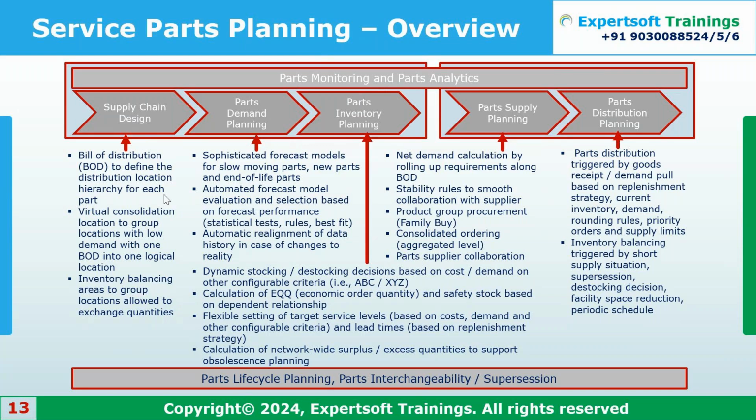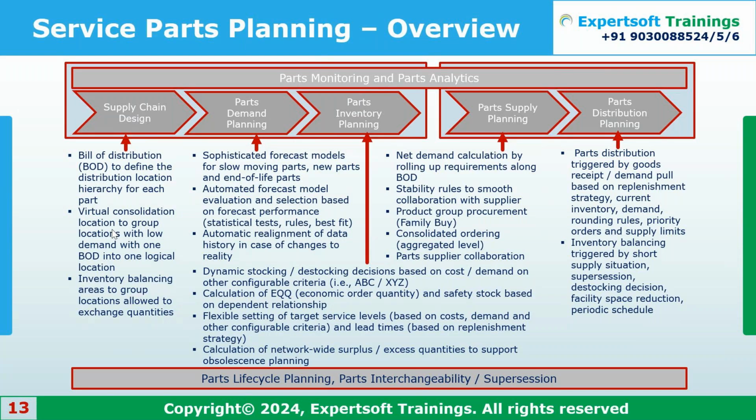Automatic realignment of historical data. Suppose there was a promotion going on at that time, so there can be an abnormal increase in order quantity. How do you normalize those? Automatic realignment of data happens in those scenarios.